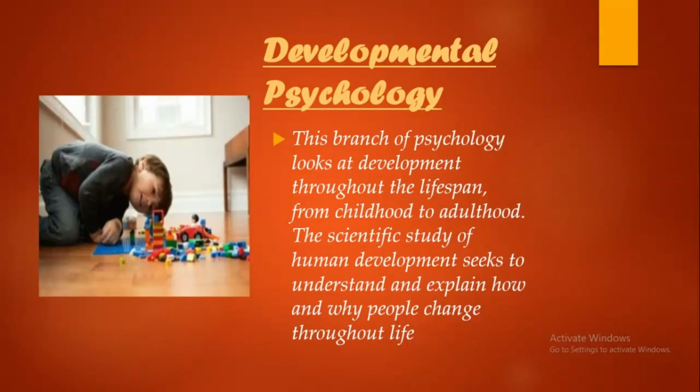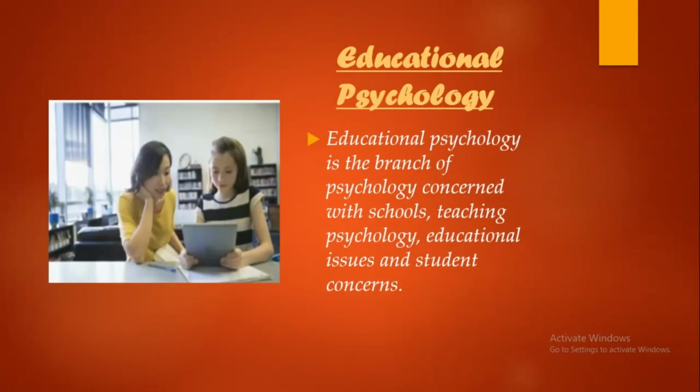Like the first one is infancy, then childhood, early adolescence, adulthood, then early adulthood, late adulthood, then old age, then death. Right. So there are numerous stages. The scientific study of human development seeks to understand and explain how and why people change throughout life. So this branch of psychology basically deals with the developmental changes that take place throughout the person's lifespan, right?